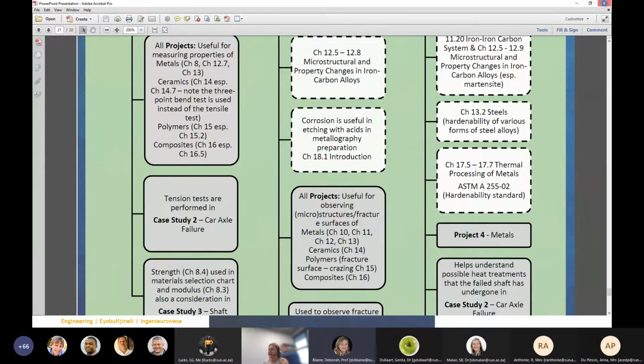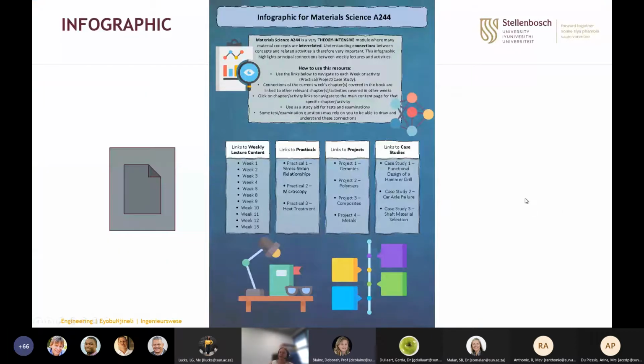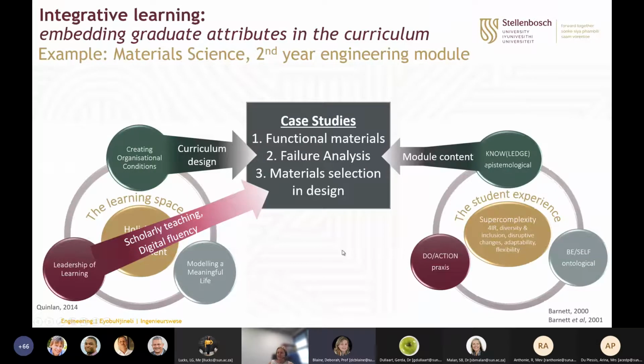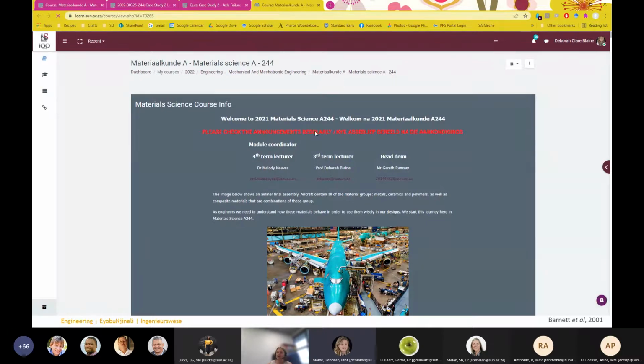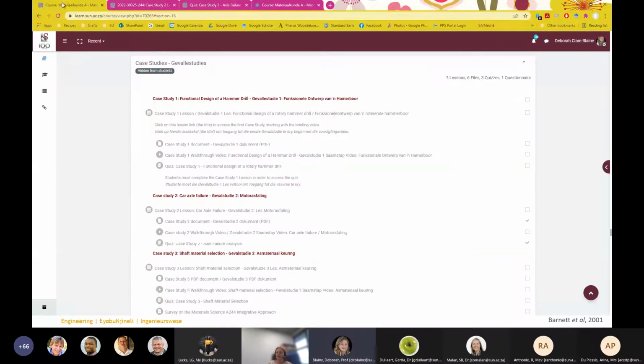Okay, so let's close that, and we go back to the presentation. So the next thing that we look at is the engineering in context. For this, I'm going to go to Sunlearn. Okay, so here's my Sunlearn page, and I'm not going to wait for that to load. So I have that loaded up, and if I navigate down, I then get to the case study part.